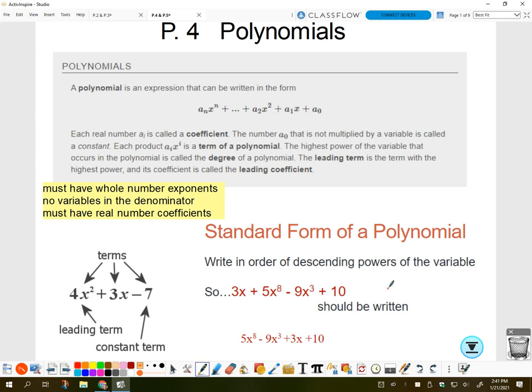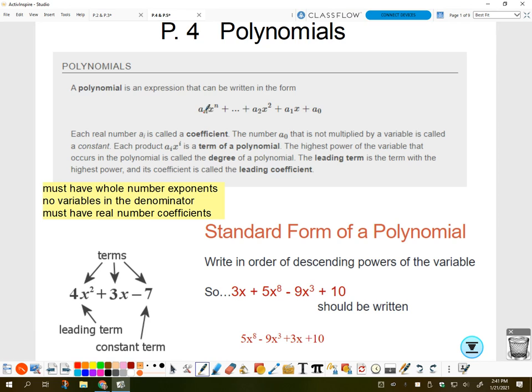Okay, so today we're doing section P4, which is on polynomials. So the first thing is, can you recognize a polynomial? And I know that definition up there is kind of overwhelming, but what's important is what's here in yellow. So a polynomial is a string of things added and subtracted.